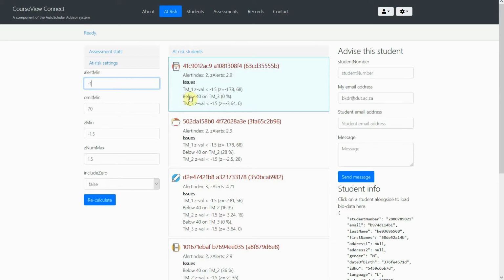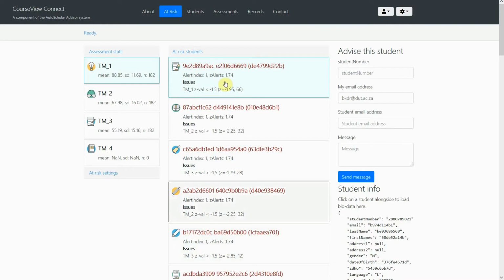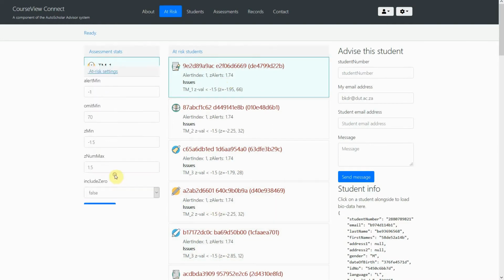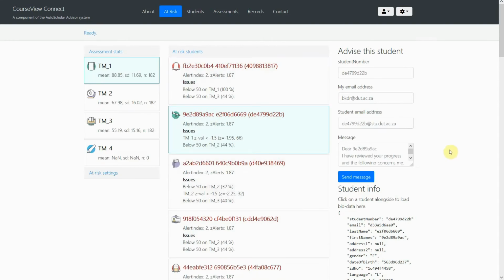We can completely switch off an alert type by setting unrealistic high or low values, or we can make an alert more prominent by choosing tighter ranges for the values. That is how we are able to control the at-risk report that we see, and how we are meant to read and understand the issues highlighted in that report. As you can see in the right panel, there are areas where you can make contact with a student, or view more detail about that student.